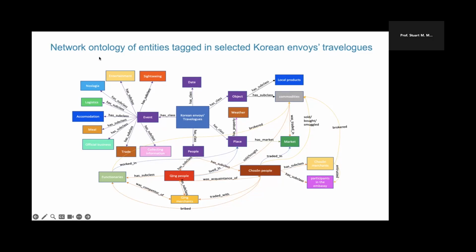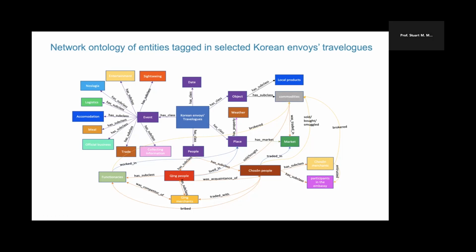An ontology is a system for describing and defining relations among things within certain domains. So this is an example of an ontology of the trade road in Korean envoys' travelogues. You can see I built different classes and also built relations between different classes. For example, Chosŏn people can be acquaintances of Qing people, and the Qing merchants, of course, can have a relation called trade with Chosŏn people, but also a bribed relation or a brokered relation with commodities.